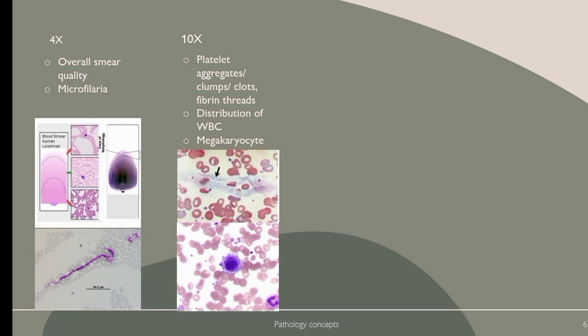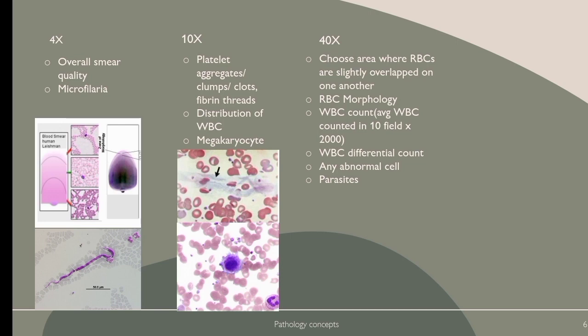Now change the lens to 40x, also known as the high power view. You have to choose the pre-tail area where RBCs are slightly overlapped on one another. You can manually count the WBC count and compare it with the automated cell counter's count. Observe 10 high power fields, count the total WBCs in these 10 fields, divide it by 10, and multiply it with 2000. This gives the approximate WBC count per microliter of peripheral blood.